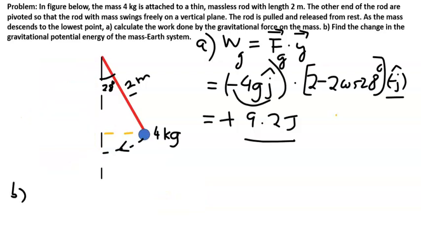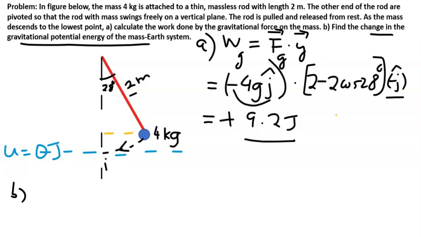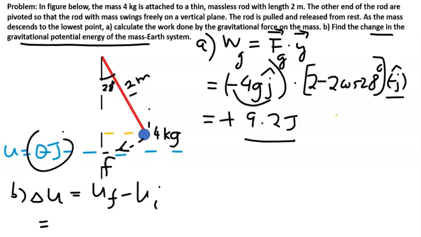Part B. Find the change in the gravitational potential energy of the mass Earth system. Remember, we have the freedom to choose the 0 joule for gravitational potential energy at some point, and I'm going to choose the 0 joule at the lowest point. So what that means is the lowest point is the final point, and that is the initial point. So in determining the change in gravitational potential energy, you take the final gravitational potential energy minus the initial gravitational potential energy. The final gravitational potential energy has been set to 0.